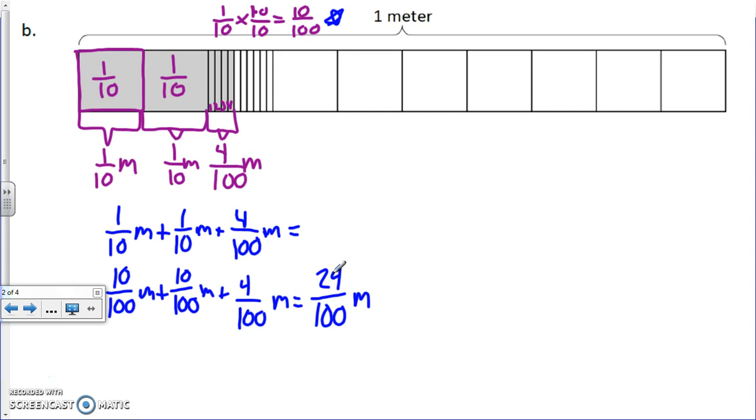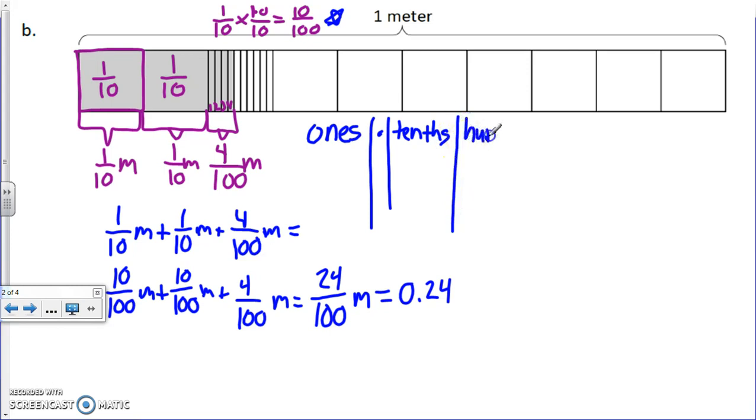Now, I also need to write that as a decimal, which I'm going to do. I can think about it as a place value chart, or I could just think about what it would be. So 24 hundredths. I have 0, 1, and I have 24 over here. Now, that may be a little confusing, how I got to 24, so I will show it on a place value chart. So I have ones, and we've worked on this a little bit in class already with some of our morning work. Tenths, hundredths.